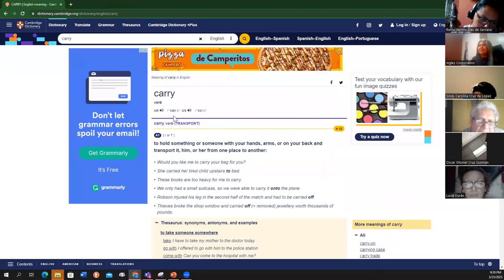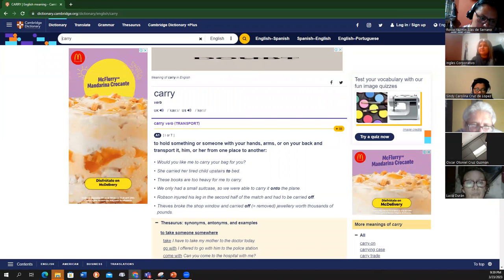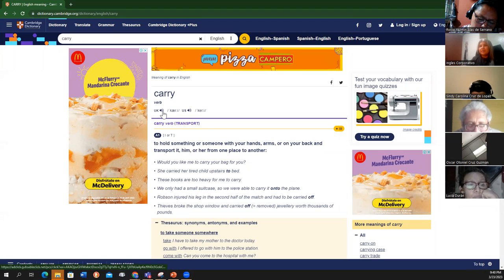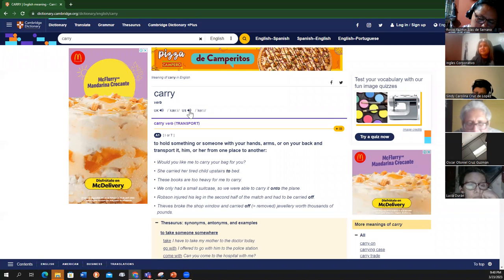¿Puede ver mi diccionario en la pantalla? Sí. Okay, carry is to hold. Tener algo or someone with your hands. Cargar algo en sus manos, algo o alguien. En este caso es el bebé. Pero como ahí está en gerundio, está en ing, ya cambia la acción. Pero ese es el verbo normal.